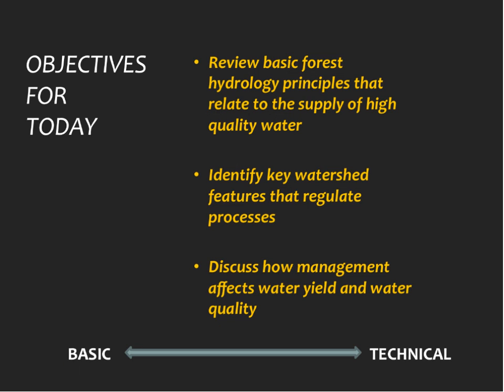So I'd like to do 3 things today. I'd like to first review some basic forest hydrology principles and focus on the ones that really relate to the supply of high quality water. With that, I'd like to identify key watershed features that regulate important processes, and then discuss how management affects water yield and water quality. And for the management, I'll primarily focus on forest cutting and prescribed fire.